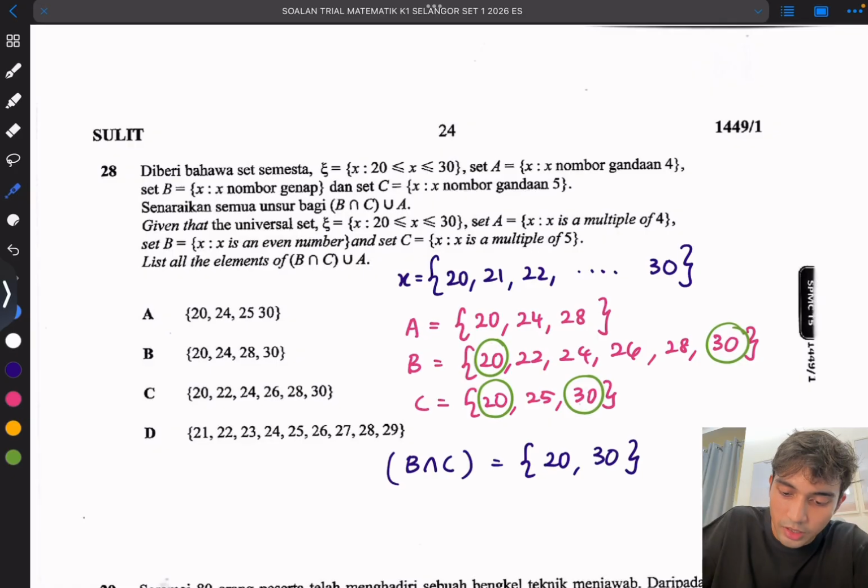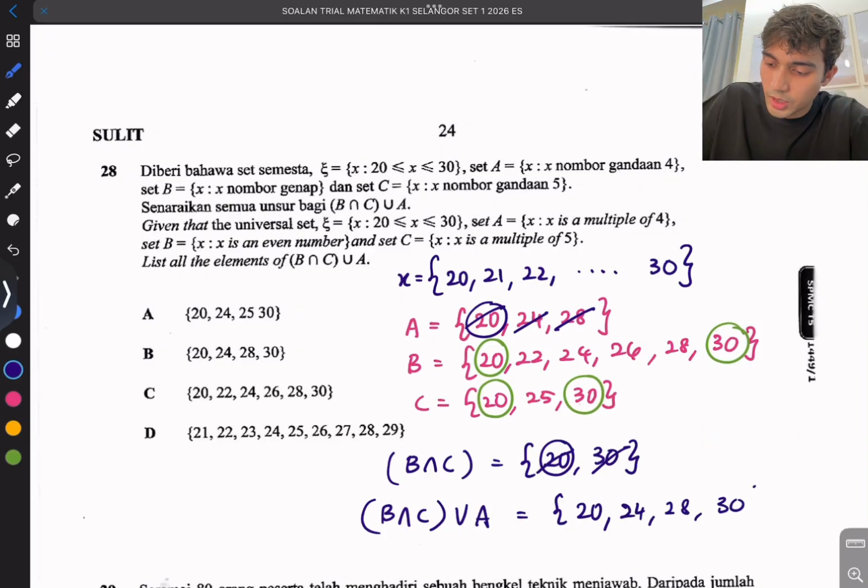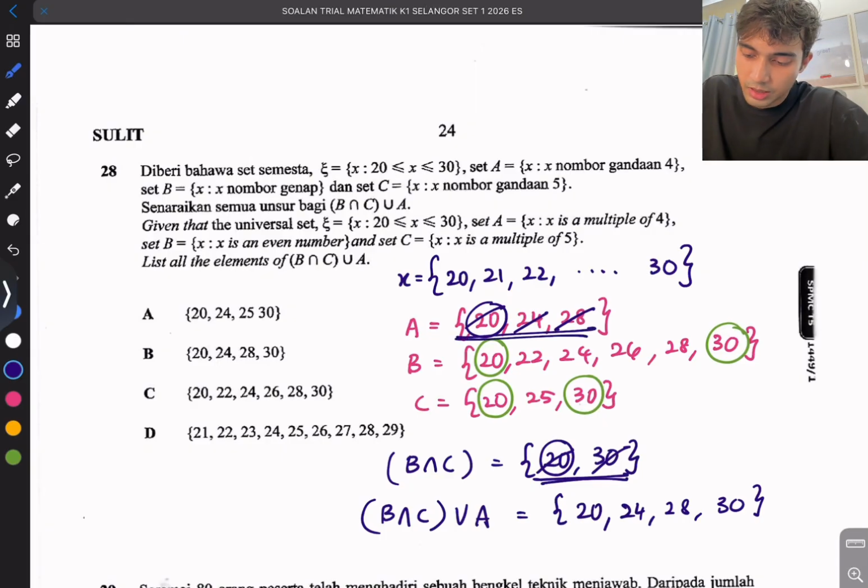And then they said union A. Union means plus everything from A. So B intersect C, union A will be 20, 24, 28, 30. You must take everything. Okay, the whole of this and the whole of this. So the answer is B.